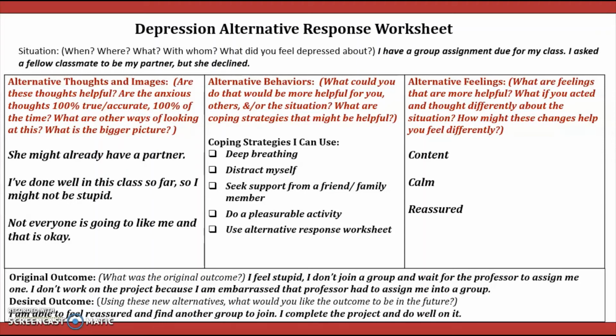So the original outcome was that the person felt stupid, they didn't join a group, and they waited for the professor to assign them one. And then they didn't work on the project because they were embarrassed about being assigned to a group. The desired outcome that the person wants to have is that I am able to feel reassured and find another group to join, that they complete the project and do well on it.